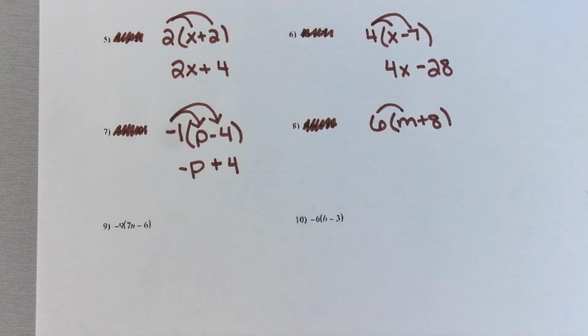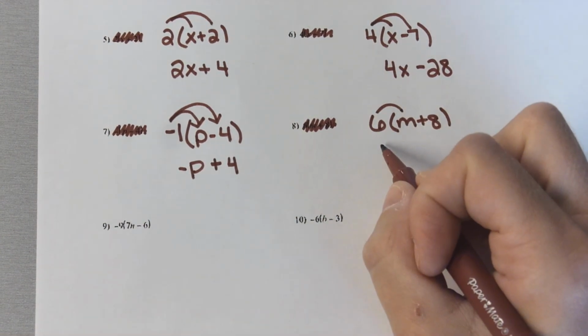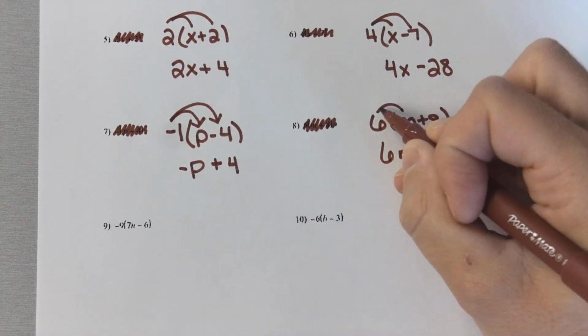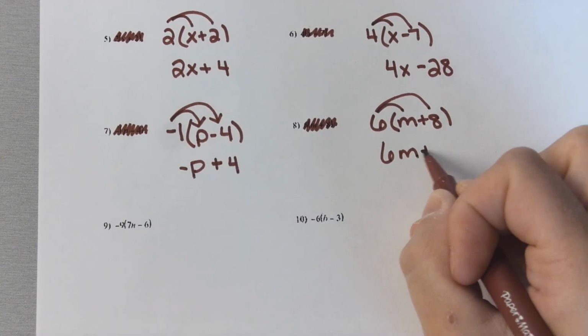Here we go. 6 times m. 6m. Ooh, 6 times 8. 48.